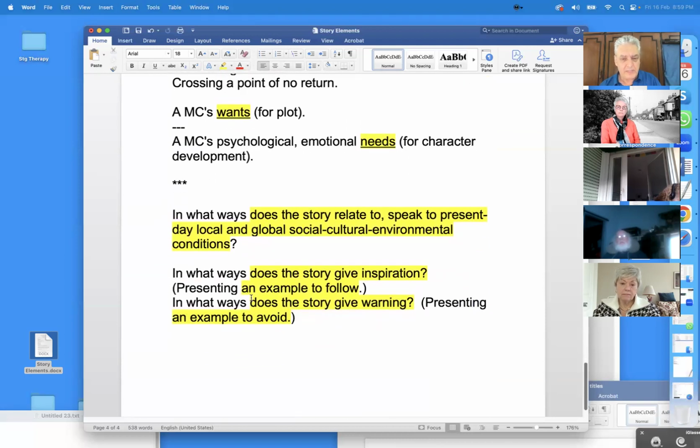We might also keep an eye out for how a story relates to the present day, local and global conditions. And of course, in what ways does the story give inspiration? In what ways does the story give warning?